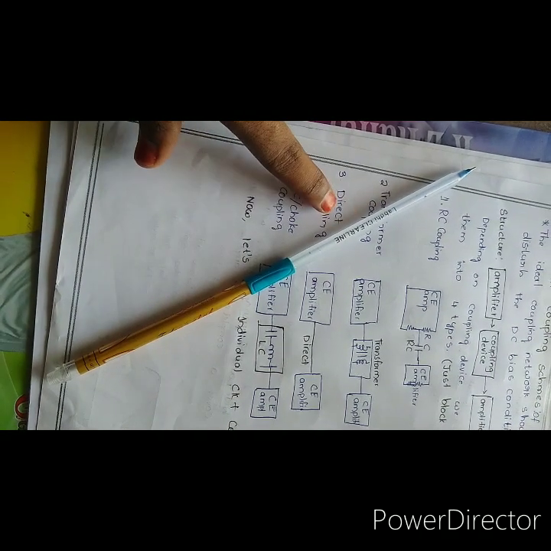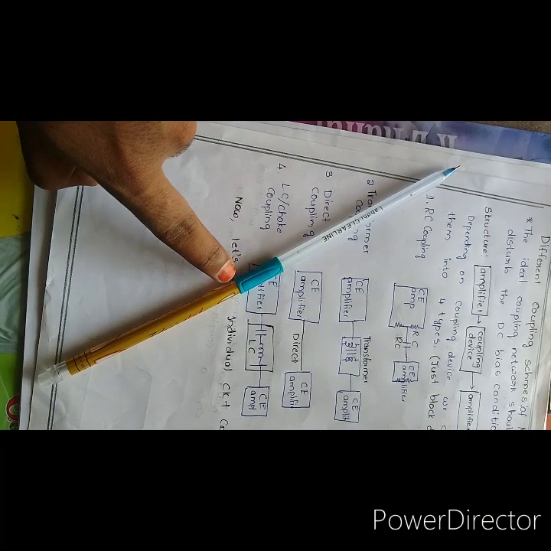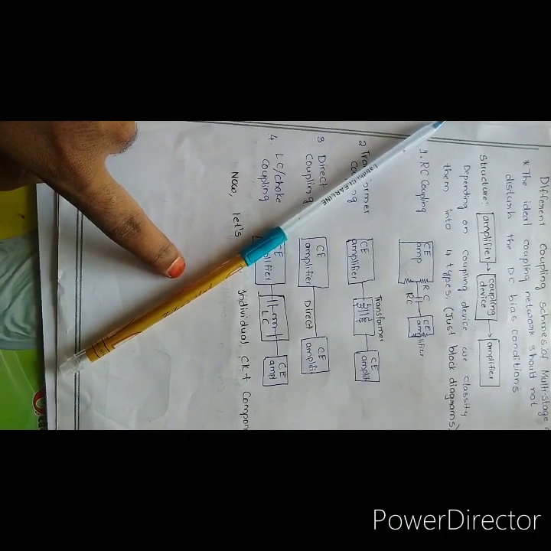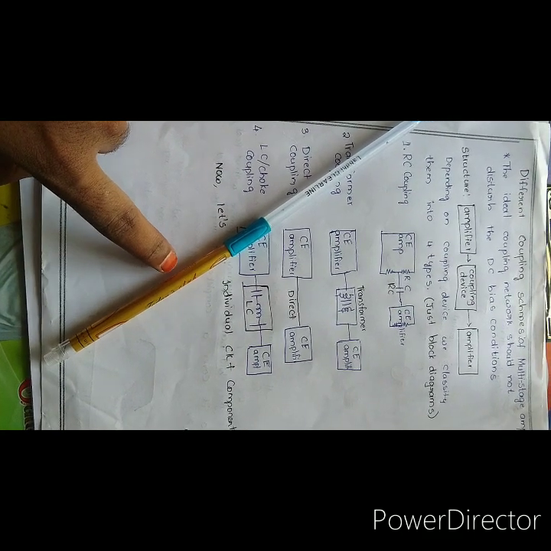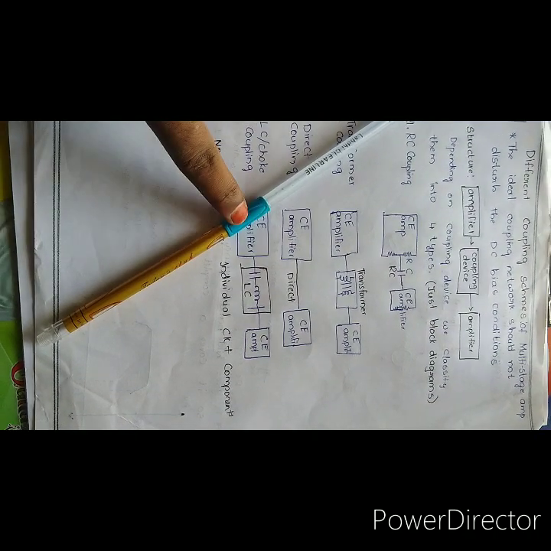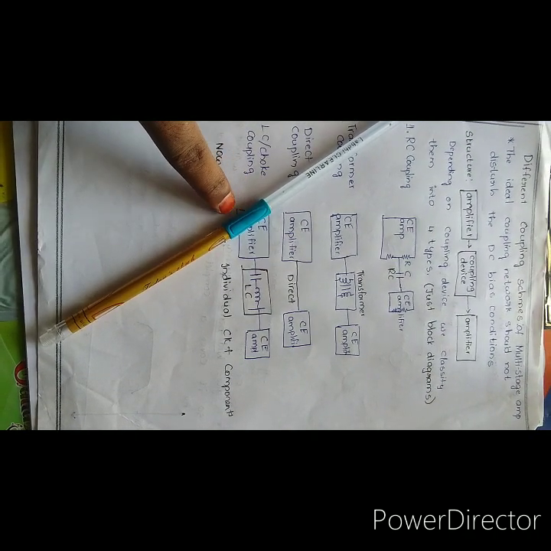One CE amplifier along with the coupling device is connected to another CE amplifier. It is nothing but coupling. Coupling means nothing but joining. We will see the different coupling devices. The device used will vary with the different components.